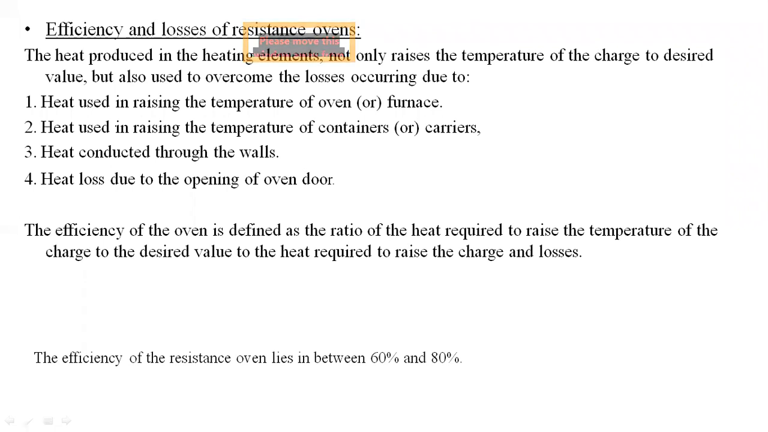Third one is heat conducted through the walls. Yes, in the oven, the heat is going to be conducted through the side walls of the insulating material, the side walls of the body of the oven. So we have to check whether the material which we use for the body is going to withstand the temperature that we have produced. And the last one is heat loss due to the opening of the oven door.